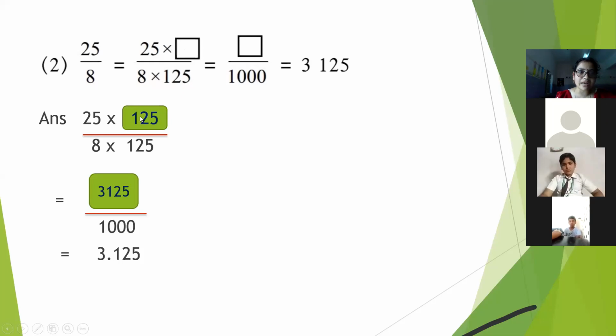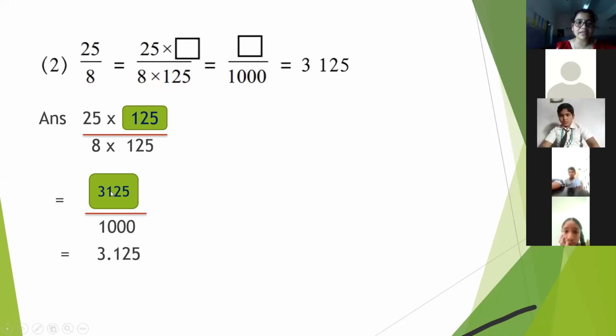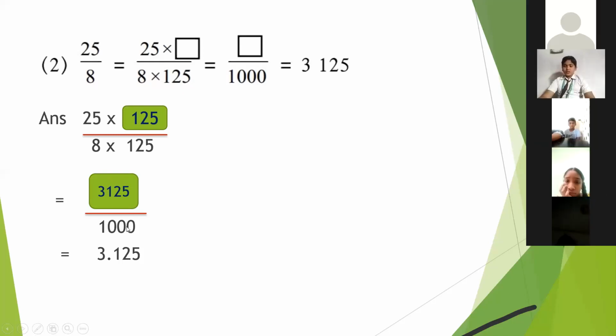Okay, students. So I have written here 25 multiplied by 125. What you will get? 25 multiplied by 125, you are getting 3125. When you multiply 8 into 125, as it is given here, that is 1000. After 1, 3 zeros are given. So you will move 1 place, 2 place, and 3 place, and I have put the decimal over here. Got it, students? Then thumbs up.